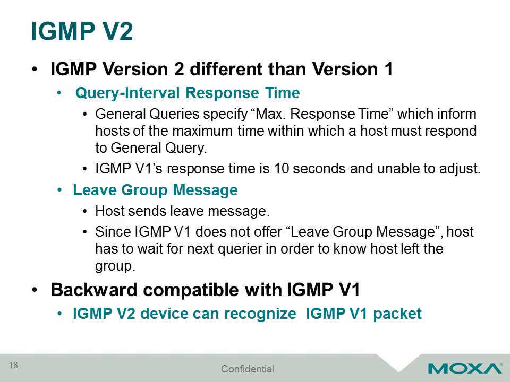The last difference is that IGMP V2 offers a leave group message. Unlike IGMP V1, where the querier has to wait for the membership query to know that a host has left the group, in IGMP V2 the host sends a leave message when it leaves a group. Overall, an IGMP V2 device can recognize IGMP V1 packets, so it is backward compatible.